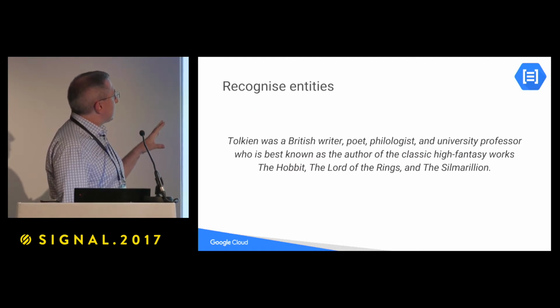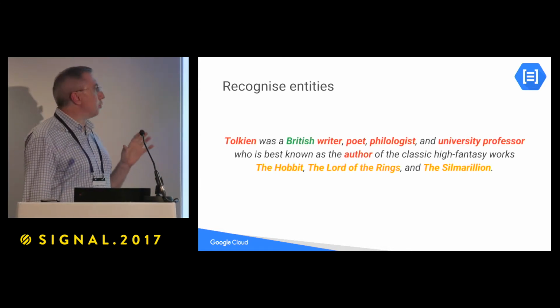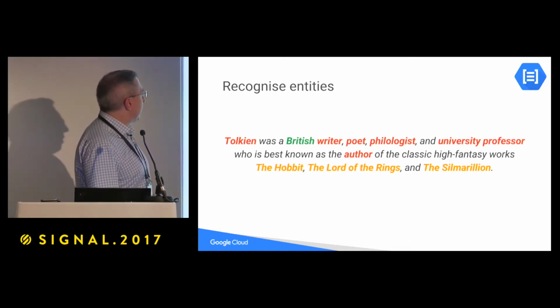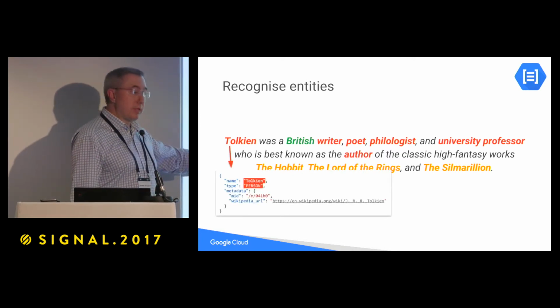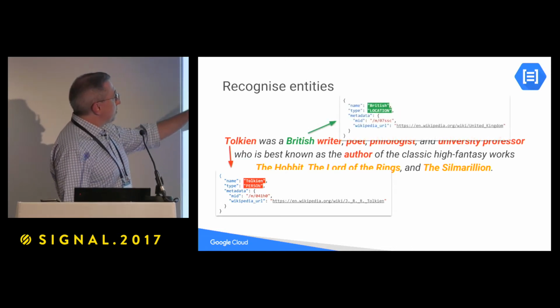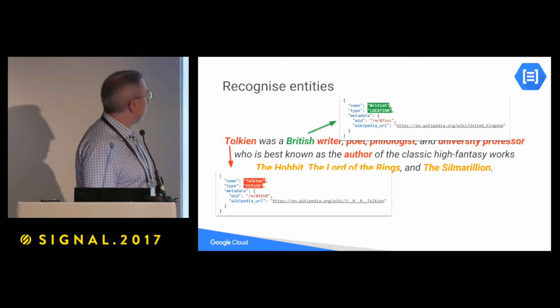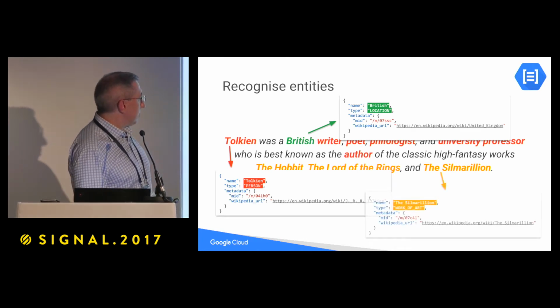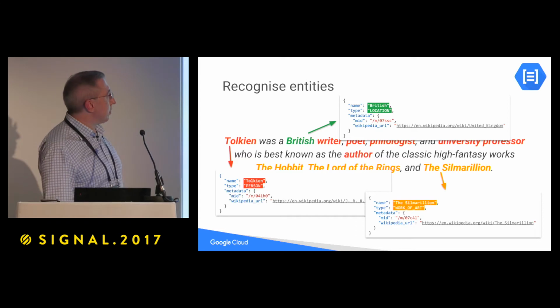If I give the same sentence to the API and ask for entities, I will get three different groups, with three colors here. The first one, Tolkien, is recognized as a person. And moreover, I get the link to the Wikipedia page. British is recognized as a location. It's related to the United Kingdom. And the three books at the bottom, likewise, are recognized as works of art. Always, in these cases, with the link to the Wikipedia page.